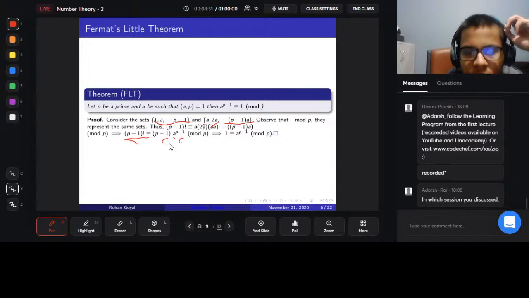Very sorry. So 1 is congruent to a to the p minus 1 mod p because p minus 1 factorial is co-prime to p, because p is a prime and it does not divide any number less than it.